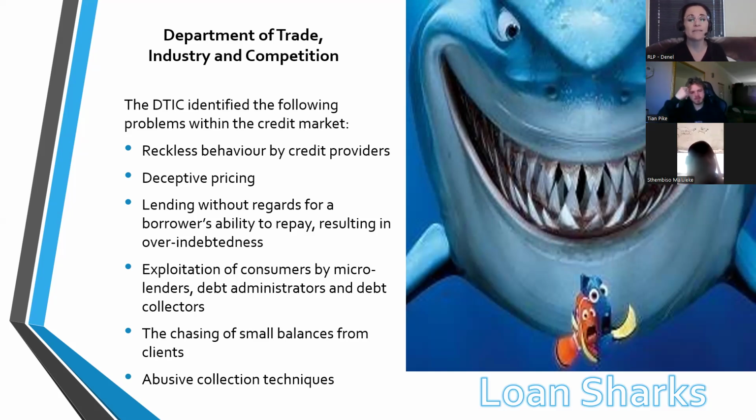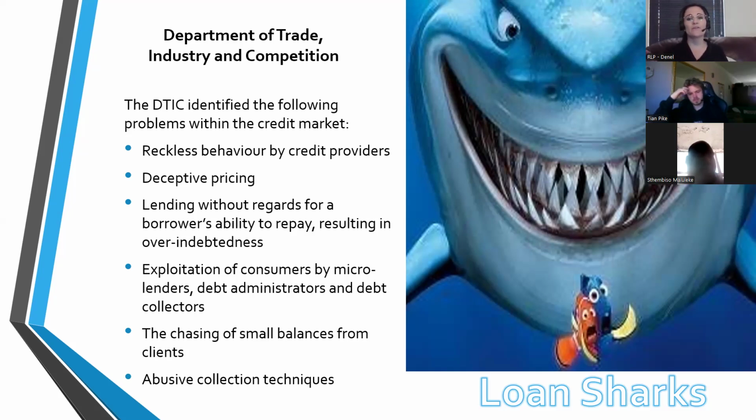So another problem that they identified in our credit market was lending without regard for a borrower's ability to repay, resulting in over-indebtedness. So that's reckless lending, right? We've mentioned this a few times by now. But also the exploitation of consumers by microlenders, debt administrators, and debt collectors. The chasing of small balances from clients, sometimes even resorting to abusive collection techniques.